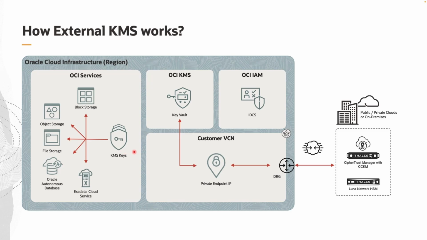When a key operation request is initiated, OCI KMS communicates with the third-party key management system. In this case, OCI KMS acts as a proxy rather than storing the master encryption key itself. So any request made to OCI KMS is sent to a third-party key management system, either external or on-premises, using a private endpoint. Now, this is where the actual encryption or decryption happens.